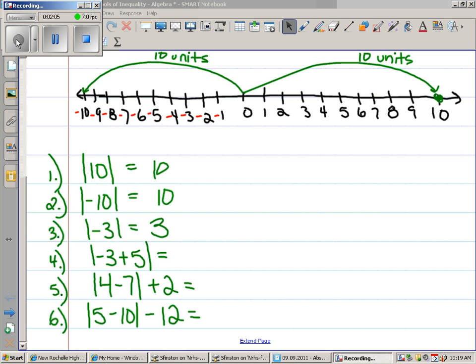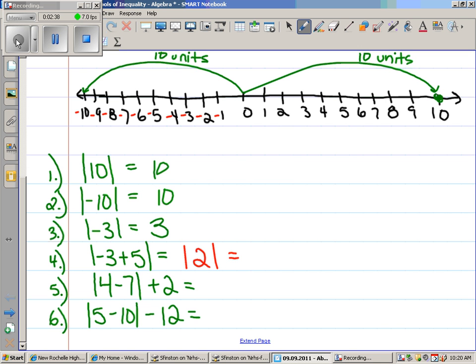All right, let's go on. But then it gets more complicated in here, because they start to put stuff inside the parentheses. What do you think about that? Anybody have any ideas for number 4? It's 2. Let's take a look. First of all, let's clean up the parentheses. Negative 3 plus 5 is 2. Elizabeth, finish it off. What's the absolute value of 2?